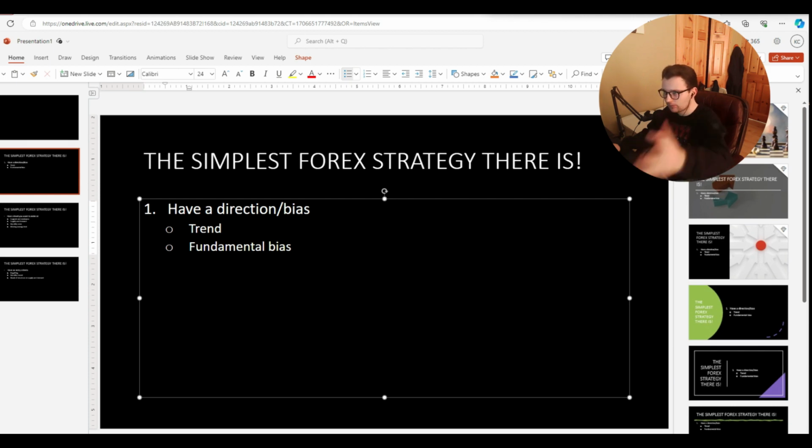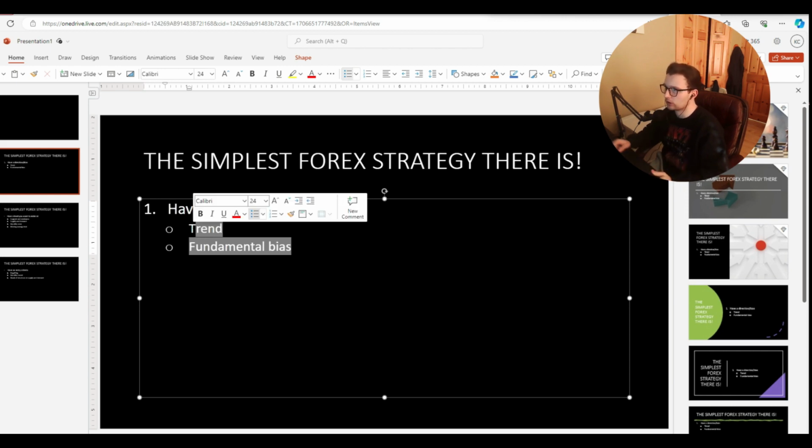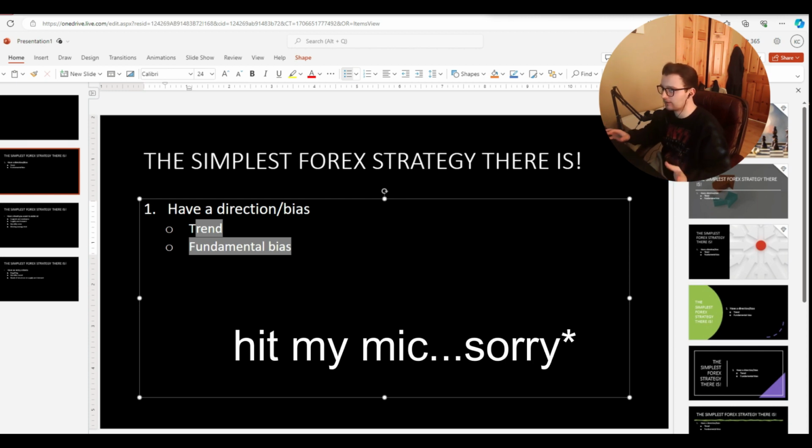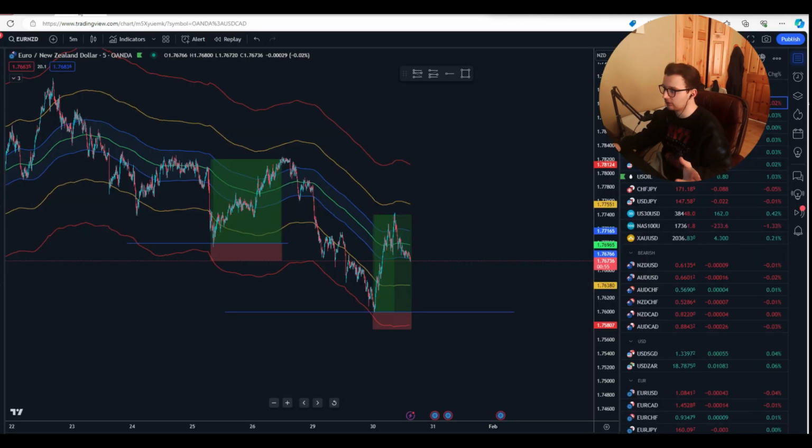So first, the simplest thing you need to do, the first step, is you need to have a direction or bias. For a lot of people, this is the trend, the trend's your friend. Where's it going? Is it higher highs, higher lows? Fundamental bias. If you are someone who takes into account fundamental data, this can give you a good idea of where you think price is going to go in the future. So these are two ways to actually have a bias. When you sit down at the computer each morning, you want to have a direction. You want to say, okay, I'm looking for buys, I'm looking for sells, I'm looking at this area for buys only, or I'm looking at this pair for buys only.